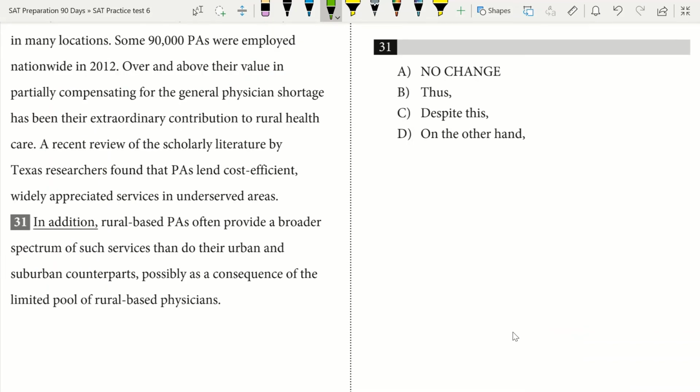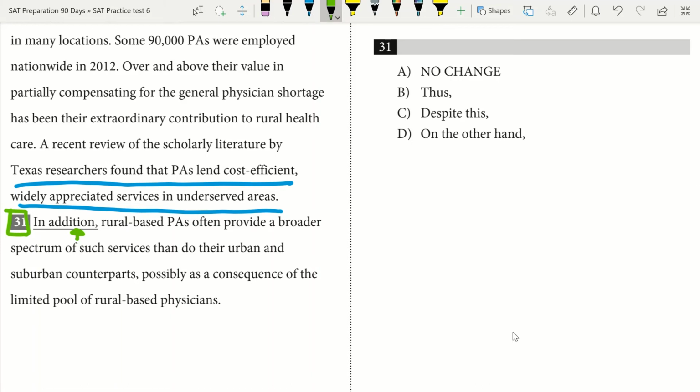Today I have an SAT writing and language tip that I want to share with you. Anytime I see one word, two words, or a series of words at the beginning of a sentence followed by a comma on the SAT writing section, as in question 31, I want to make sure I'm connecting or transitioning from my previous sentence, which I'm going to underline in blue. It says, "Texas researchers found that PAs lend cost-efficient, widely appreciated services in underserved areas." And then with my following sentence.